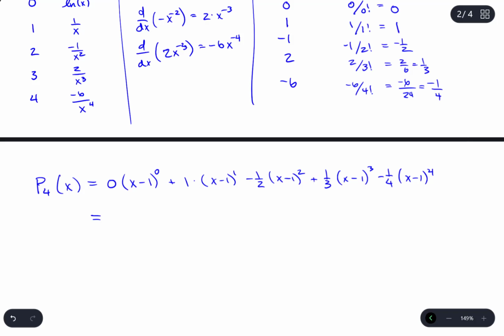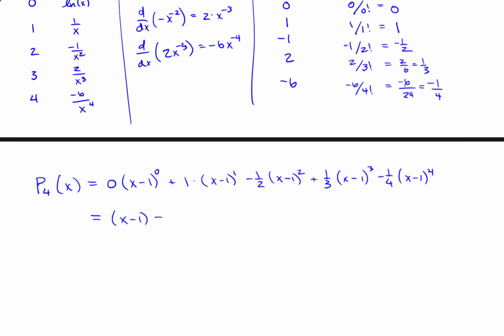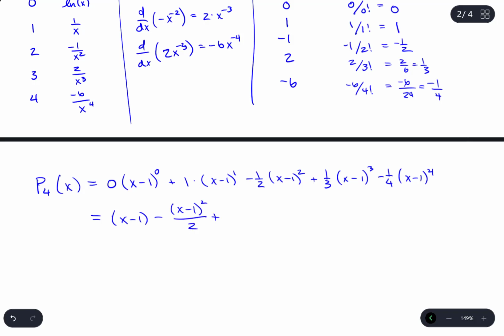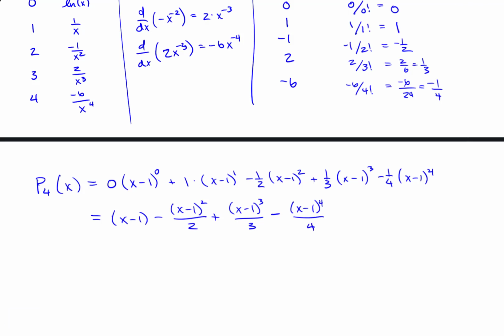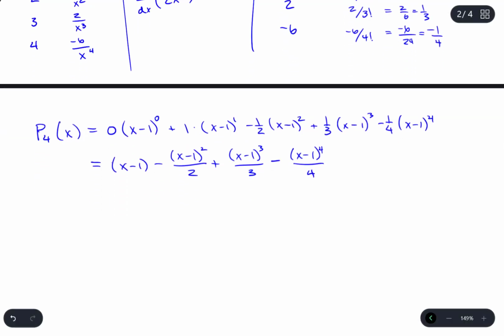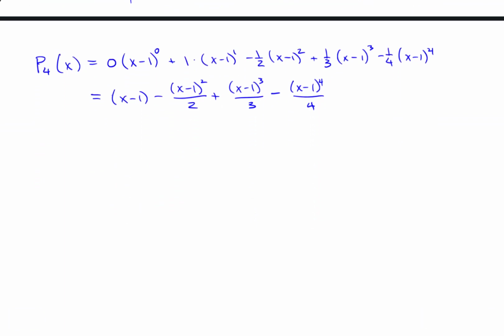Or simplifying, the first term goes away, the second term becomes just x minus 1. Then I'll write this one as x minus 1 squared over 2, plus x minus 1 to the third over 3, minus x minus 1 to the fourth over 4. All right, and there is my approximating polynomial with 4 terms. So that's the first part of this problem.